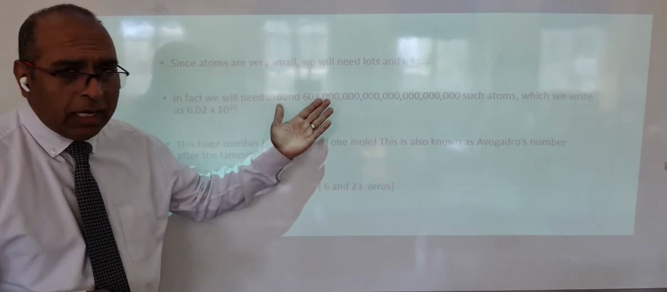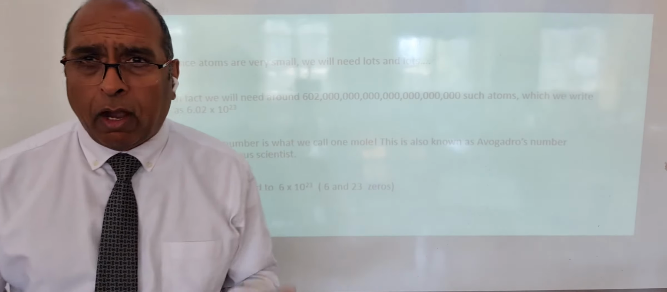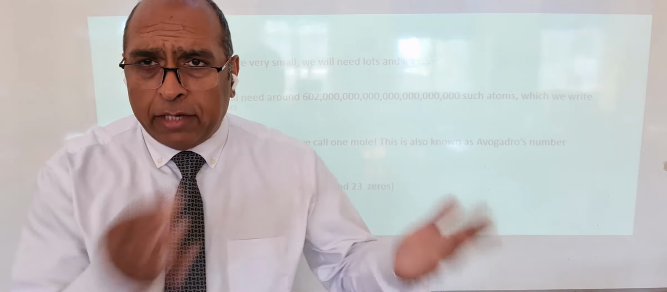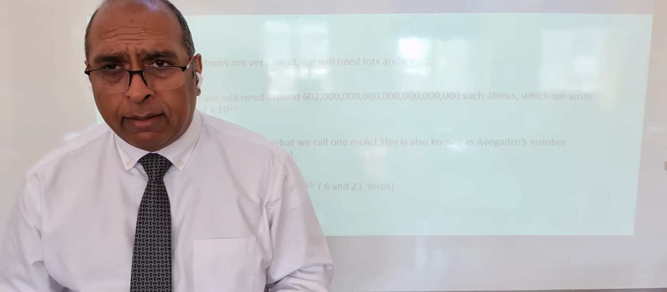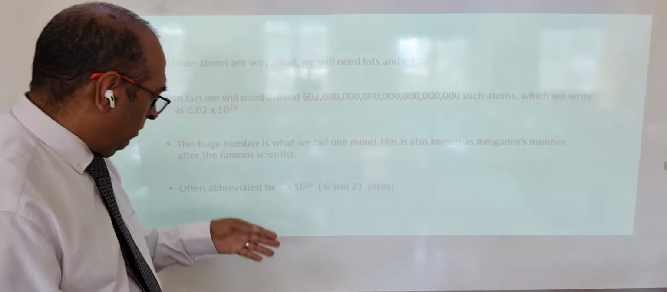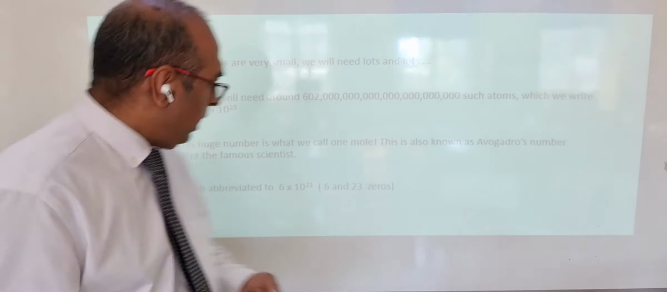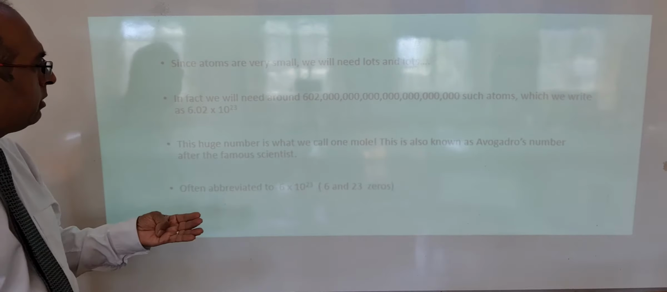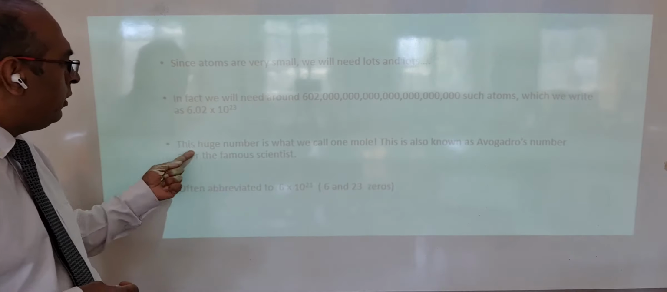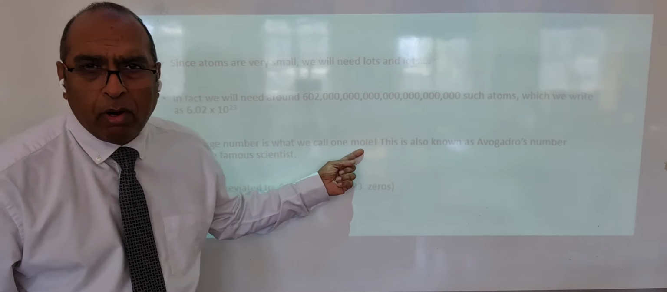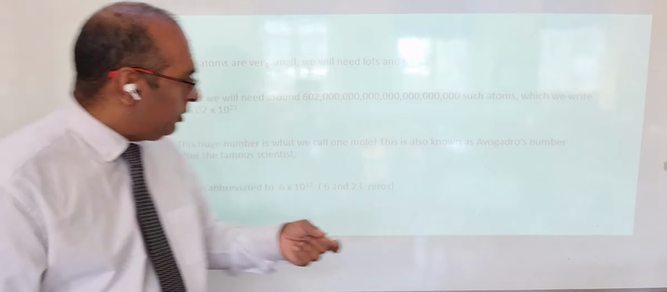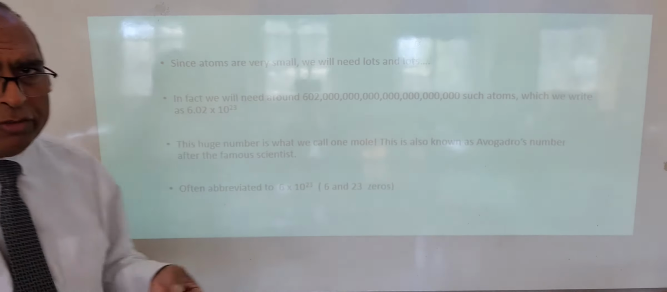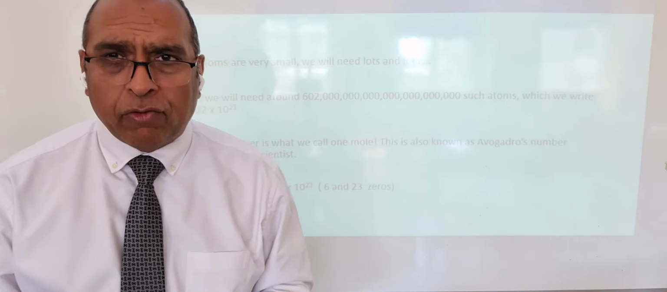What I'm trying to say to you is that large number of atoms of hydrogen giving 1 gram is such a large number that we need to give it a name. And the name we give it is a mole. We call it a mole. This huge number is what we call a mole. And the basis of this topic is based on that number. And that number is also called the Avogadro number.